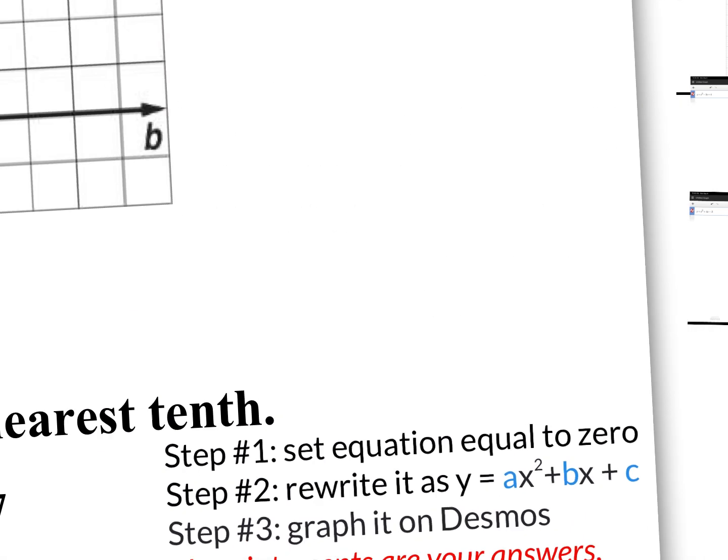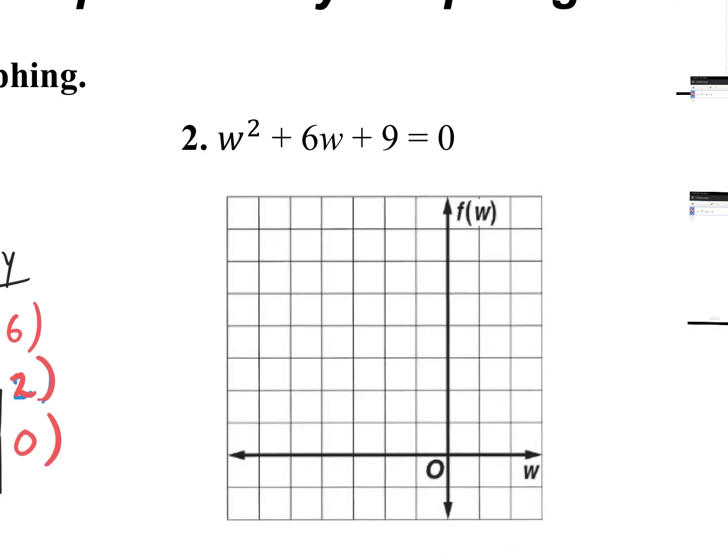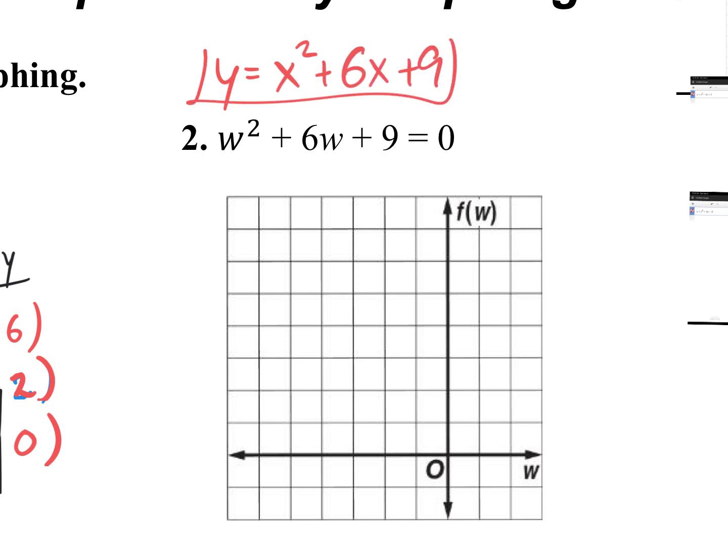So right now, I would like everybody to go to number 2, go to Desmos, and on Desmos, what are you going to type in? You're not going to type in w squared. What are you going to type in on Desmos? Y equals, what else? But instead of w, we're going to write it as x squared plus 6x plus 9. This is what I type in on Desmos. And when I graph it, I'll be able to see the x-intercepts. Now, of course, if I were to graph it by hand, I'll be able to see the x-intercepts right here, right? But it's easier to just graph on Desmos. Might as well get comfortable with that.